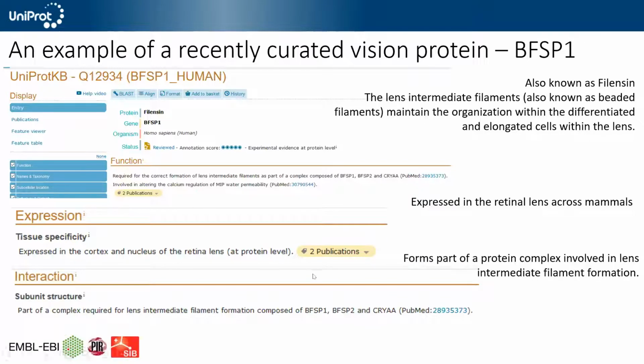So in the interaction section of our pages, it also shows that phakinin is part of a complex required for this intermediate filament formation, and it partners with another family member, BFSP2, and CRYAA, which is crystallin alpha A chain, I believe. So crystallins are obviously a key component of the retinal lens, and it's your crystallins that mean your lens is partially the structure it is and why it's so clear normally and you can see through it.